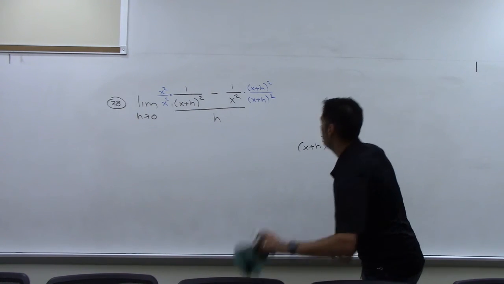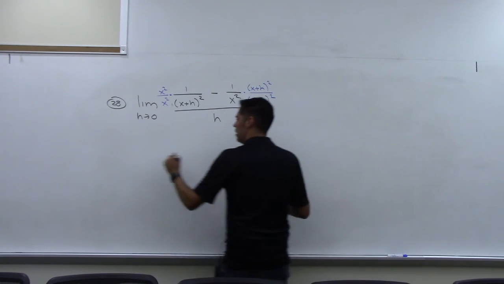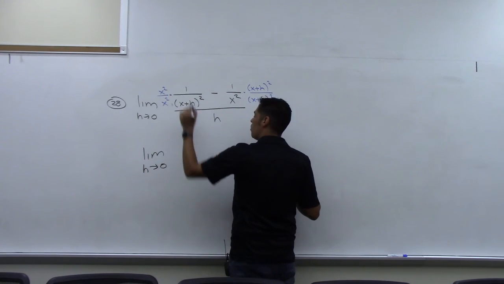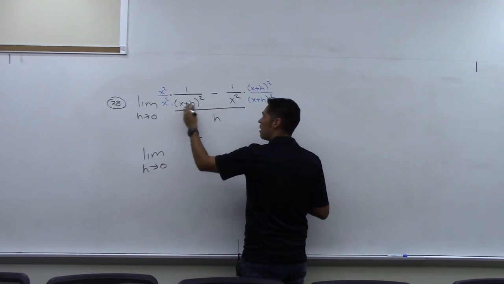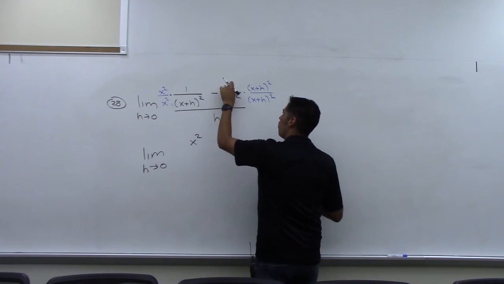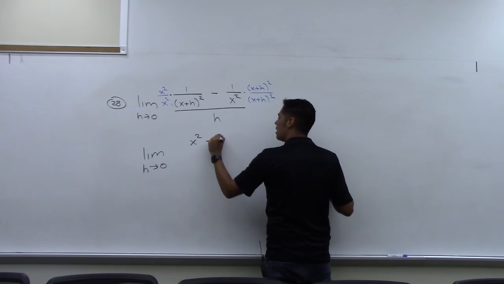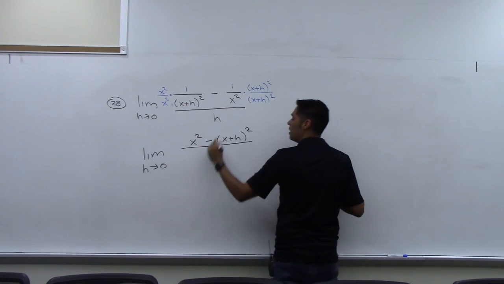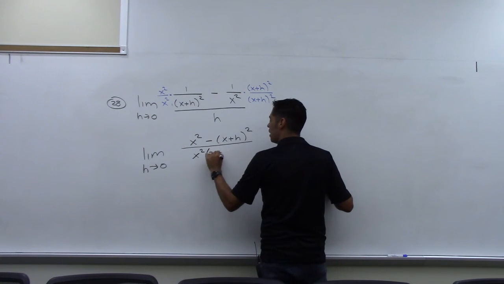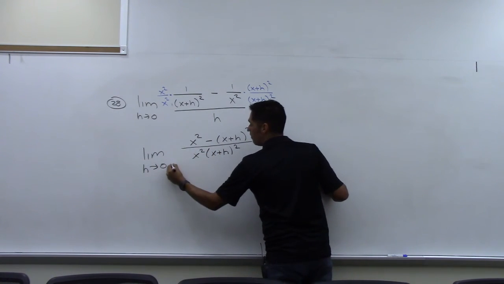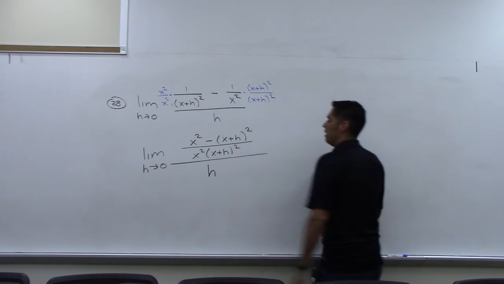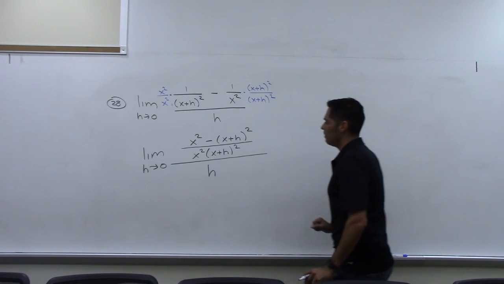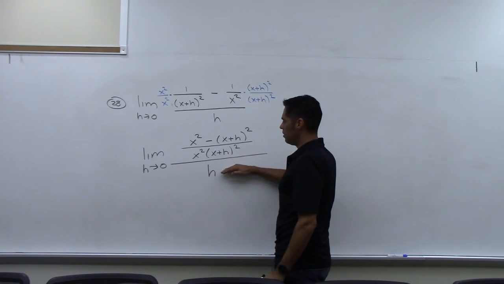Now let's work this out. So the new limit will look like this. Limit as h goes to 0. x squared times 1 is x squared over the common denominator, minus 1 times this. So I'm going to put this all together now. 1 times this is this. All over your common denominator, which is x squared times (x plus h) squared. But all of that over h. Okay. So you put these two together and you get this. And then that's all over h.